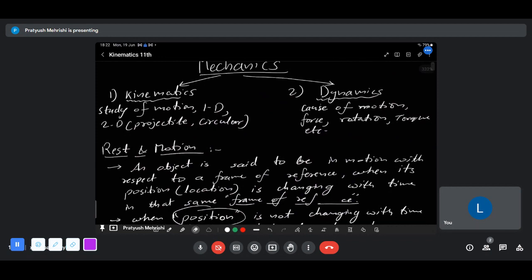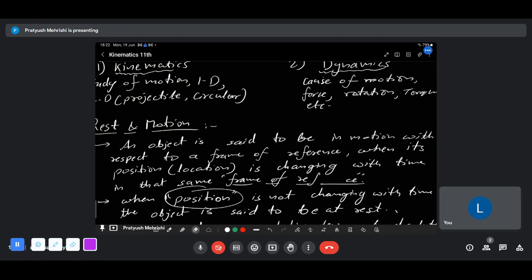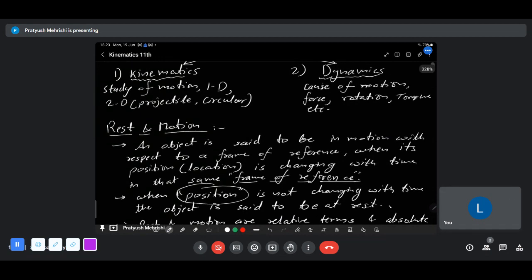So this rest and motion, we will define first of all with respect to position. If the position is changing with respect to the surroundings, with respect to time, in that same frame of reference, then it is motion. Okay, got it? Yes, I got it. So this is the definition of rest.